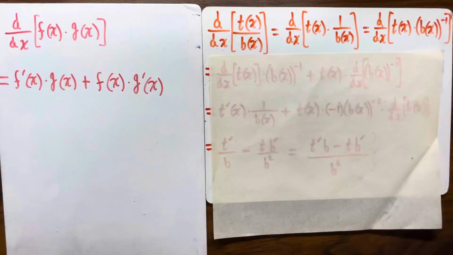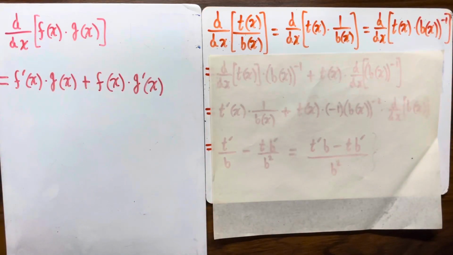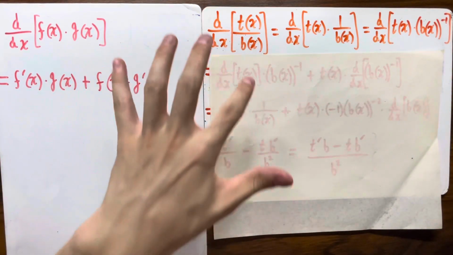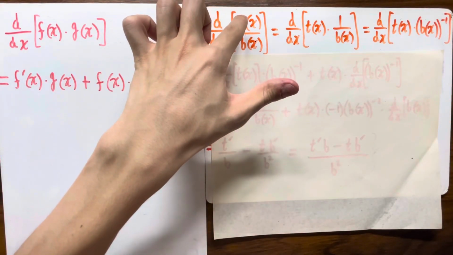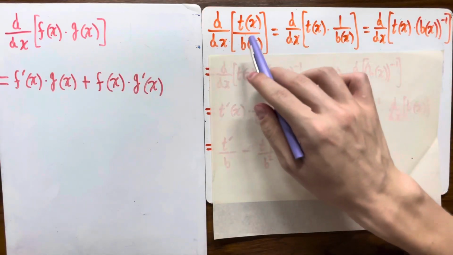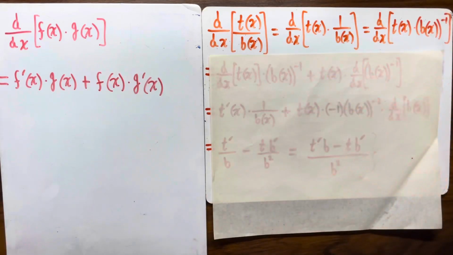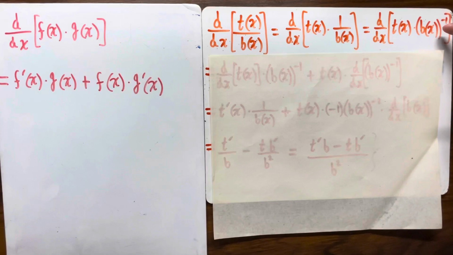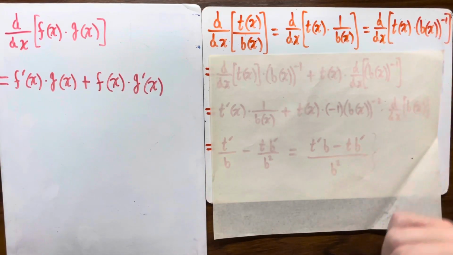So let's say we had a quotient like this, a quotient of two functions instead of a product of two functions. So let's say we had some top function and some bottom function, or some numerator function and some denominator function. But I won't use n and d because we're already using a d here. So using t for top and b for bottom, we can rewrite this like this: t of x times 1 over b of x. And of course, we can always write this like this. So 1 over b of x is the same thing as b of x to the negative 1 power.